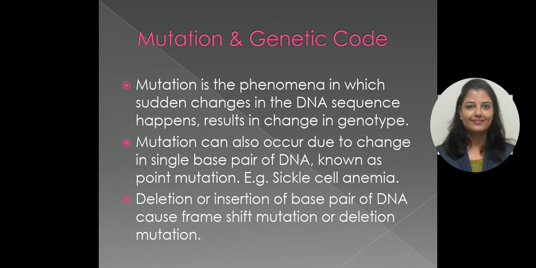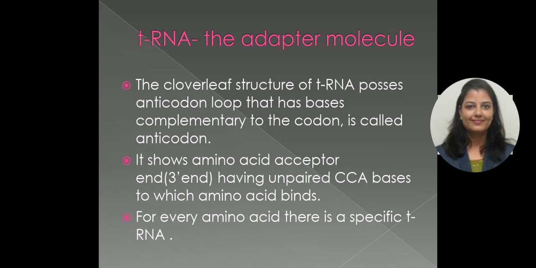So next is, what is mutation? Mutation is a phenomenon in which sudden changes in the DNA sequence happen that result in a change in the genotype. So mutation can also occur due to a change in a single base pair of DNA, that is known as point mutation, which we had already studied in the last chapter. An example is sickle cell anemia. Then the deletion or insertion of base pairs of DNA can also cause mutation, which is known as frame shift mutation or the deletion mutation.